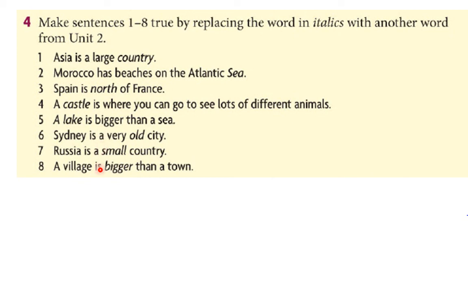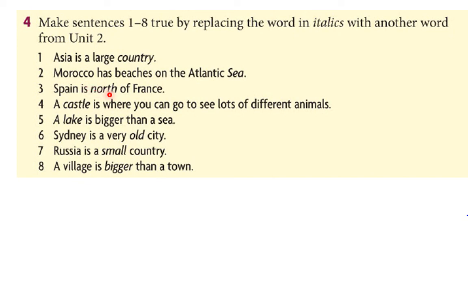These words are used by mistake in these sentences. We should replace them with another correct one. Let us start with sentence number 1. Asia is a large country. No, Asia is a large continent. Morocco has beaches on the Atlantic Sea. Sea is the incorrect word. The correct one is ocean. Morocco has beaches on the Atlantic Ocean.